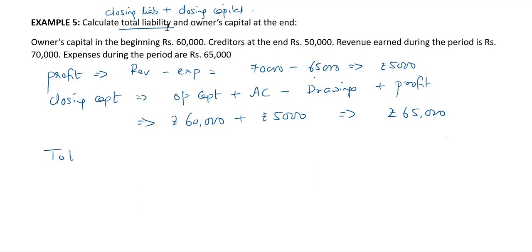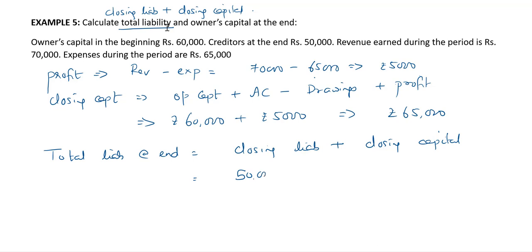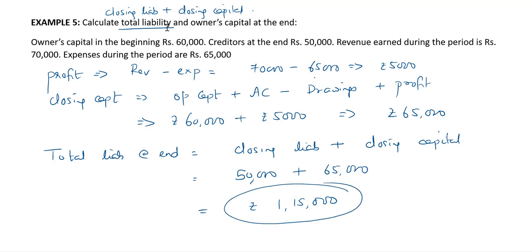The total liability at the end is equal to closing liability plus the closing capital. Closing liability at the end, it's given that the creditors at the end is rupees 50,000, plus the closing capital is rupees 65,000, which totals up to 1,15,000 rupees. So we completed the video where we saw 5 example sums which we solved using formulae.